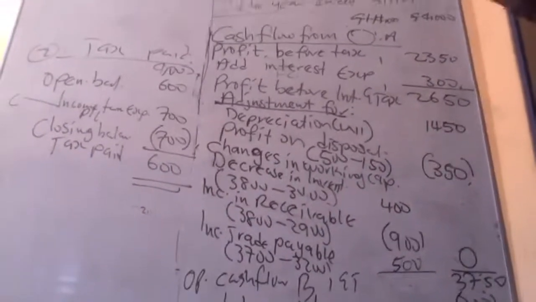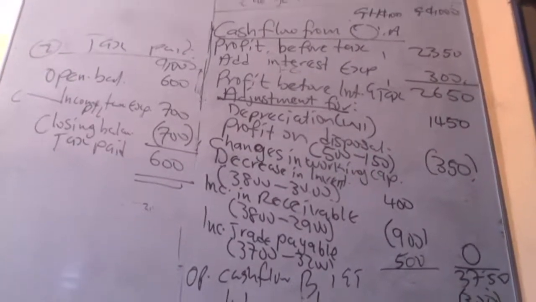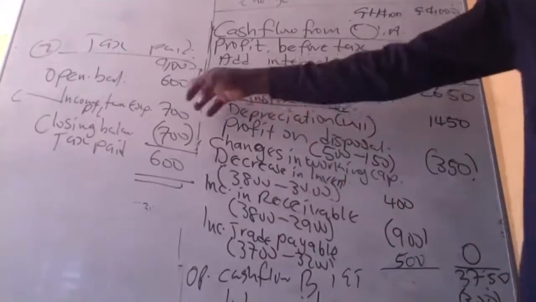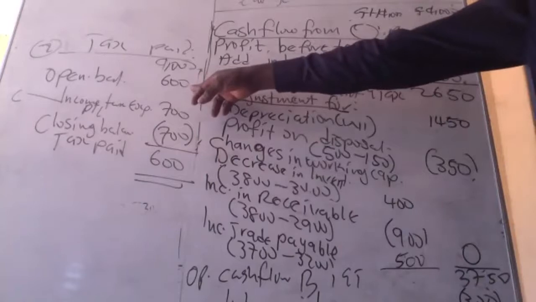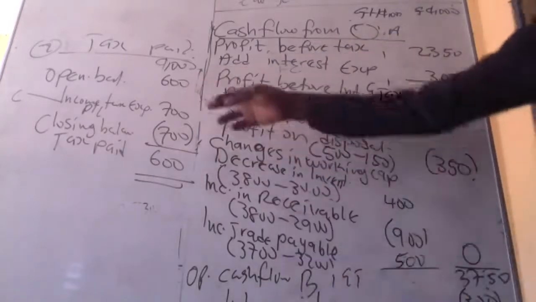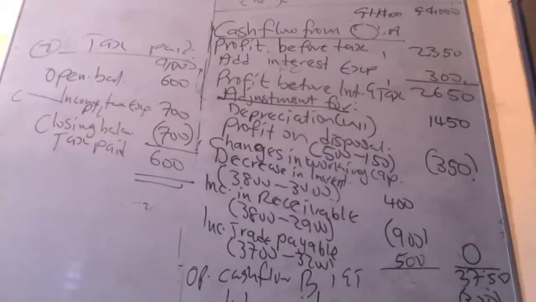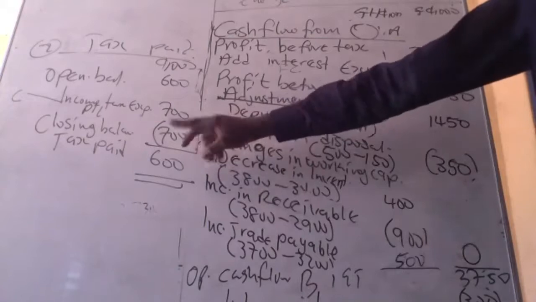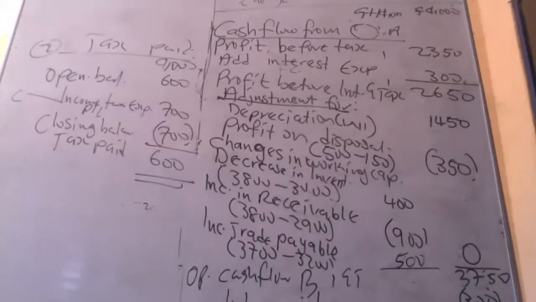For the tax paid, I can see that the opening balance was 600. Where do you get it from? It's in the previous year's financial statement, the current liability. Then you add income tax expense to it. Then you less the closing balance. This is the closing balance from the current year financial statement. You check the trial balance and see if it is there. You get it? Yes, please.